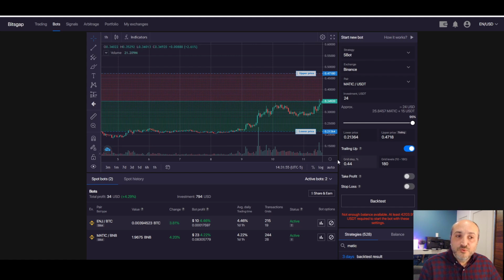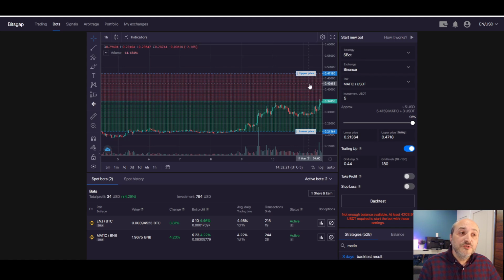So the grid spacing would be right here. And you need to remember, the more grids that you have, the more money it will require. So for this exact example, I would need $4,200 to be able to start this bot with this exact setting. So let's say we don't have the 4,000. Let's say we only have $500.